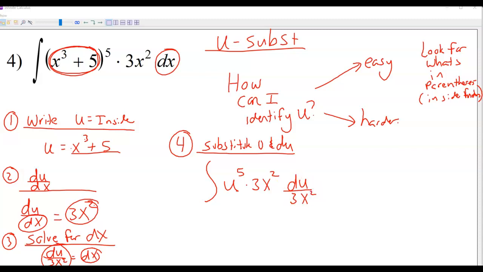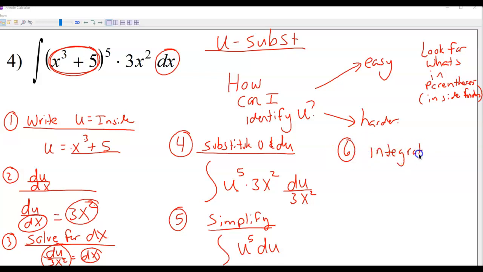And usually at this point, we're going to be able to simplify and cancel. You usually will have no more x's after this next step. The 3x squareds here, they cancel each other out, and they leave us with, oops, it's not u squared, it's u to the 5th. Leaves us with that. After that, we integrate as usual. So now it's a simple power rule, where we add 1 to the power, divide by that number, and add c.